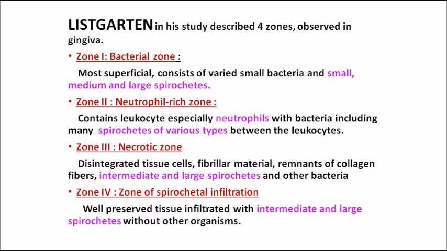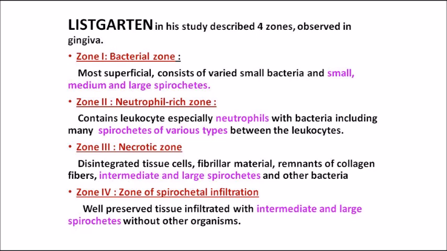Now one author's name that you have to remember is Listgarten. What did Listgarten do? He studied the ANUG lesion microscopically, and he found 4 zones. Which are the 4 zones? This question has also been asked. Which are the 4 zones in that same order? Zones 1, 2, 3, 4, from outside to inside, from the most superficial to the deep portion. You can see zone 1 is the bacterial zone. This bacterial zone consists of varied small bacteria. Small, medium and large, all sizes of spirochetes can be seen.